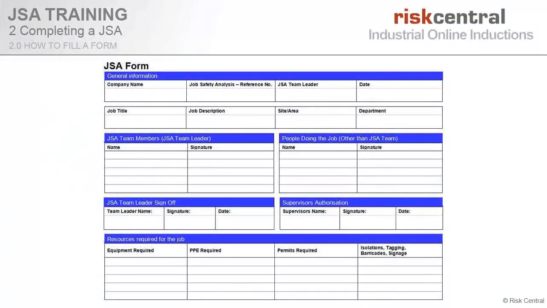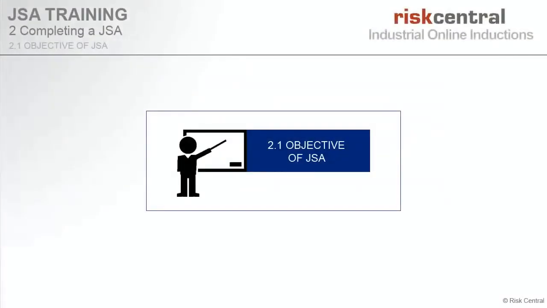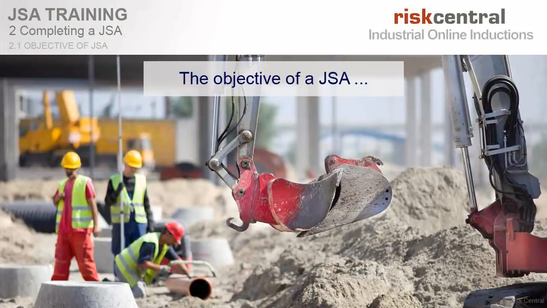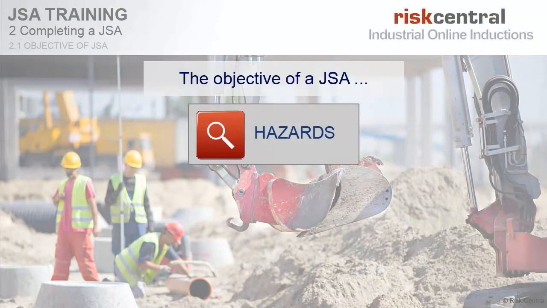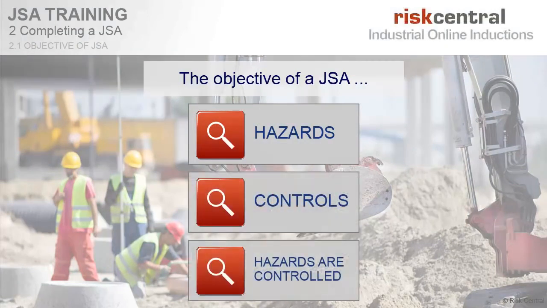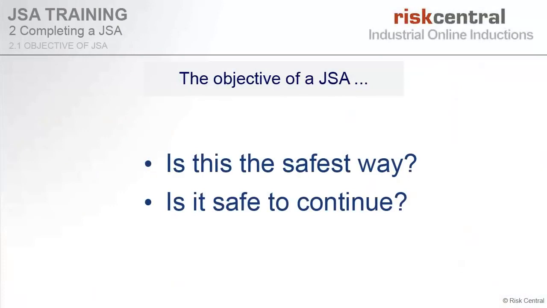This section will explain how to fill out the JSA form. The objective of a JSA is to take a systematic look at a job to identify all significant hazards, put in place appropriate controls for each hazard, and determine if all hazards are adequately controlled. In other words, the objective of a JSA is to determine the safest way to do a job and decide if it is safe to continue.